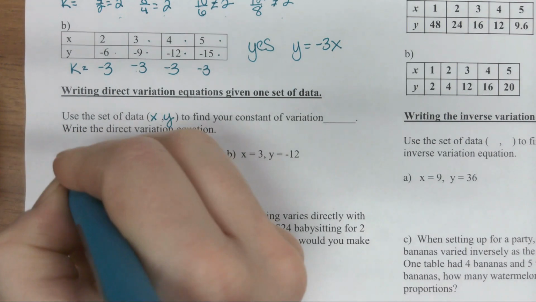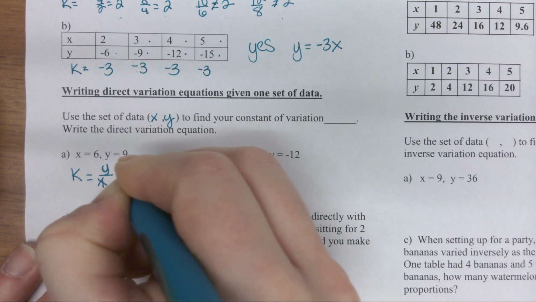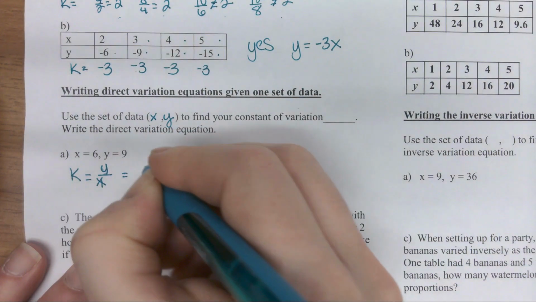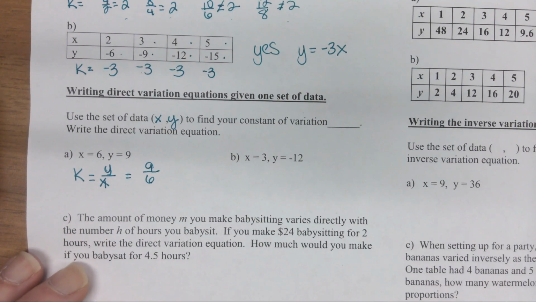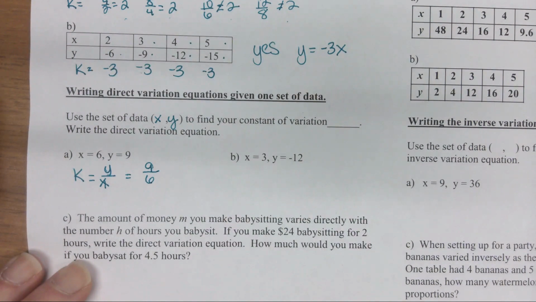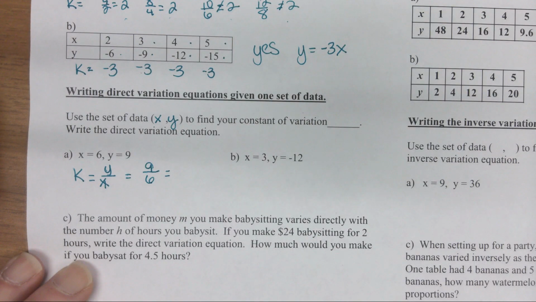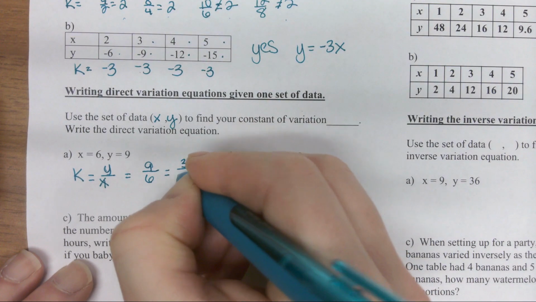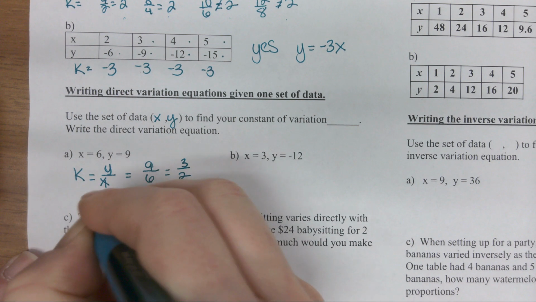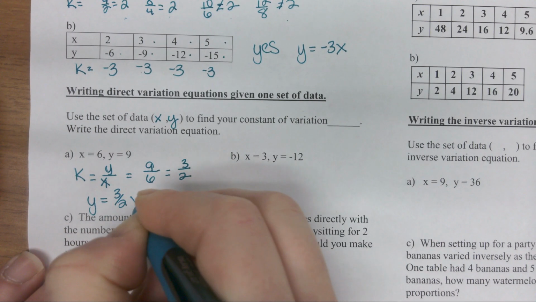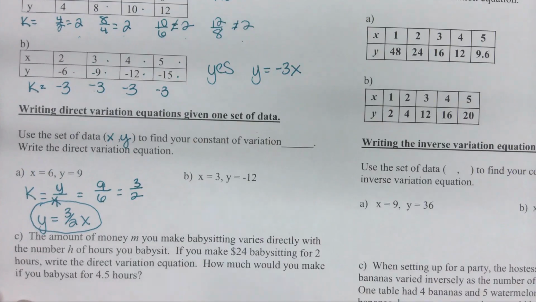So to figure out k here, we take y divided by x, and y divided by x is 9 over 6. I guess, what are ways you can write that? You can write it as an exact decimal, or you can reduce the fraction. If I divided those both by 3, wouldn't that be 3 over 2? So my equation would be y equals 3 halves x. All right, would you guys do this one for me? Try B.